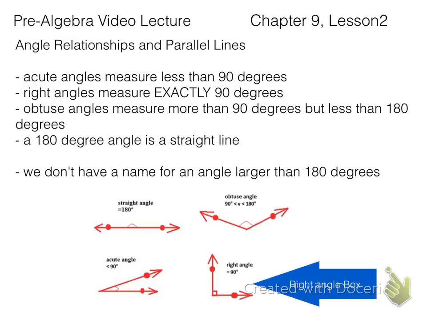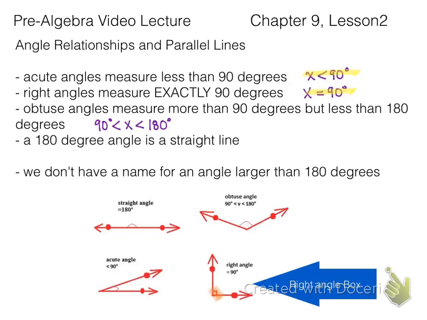All right, so just a reminder, these are all things you've probably learned in 6th grade math or even before. Acute angles measure less than 90 degrees. Right angles measure exactly 90 degrees. Obtuse angles are between 90 and 180. All right, so they're not exactly 90 and they're not exactly 180.